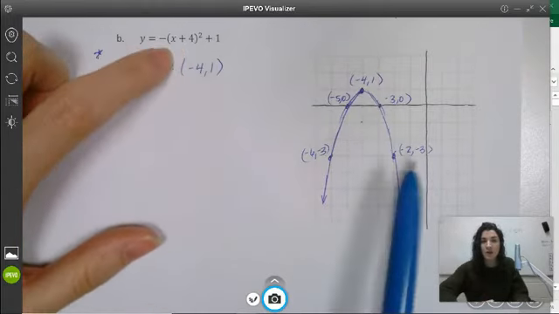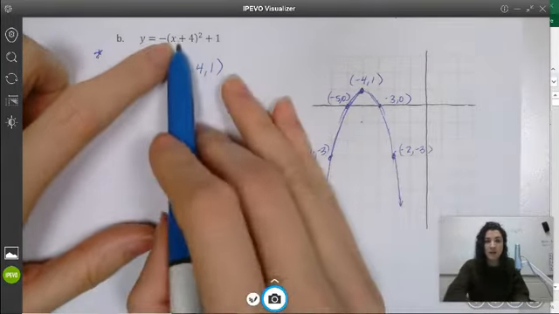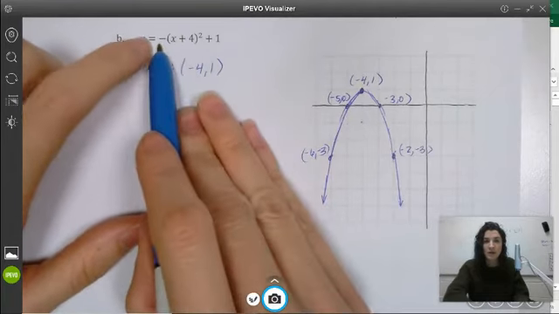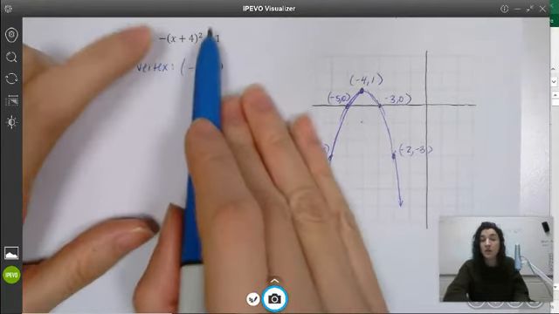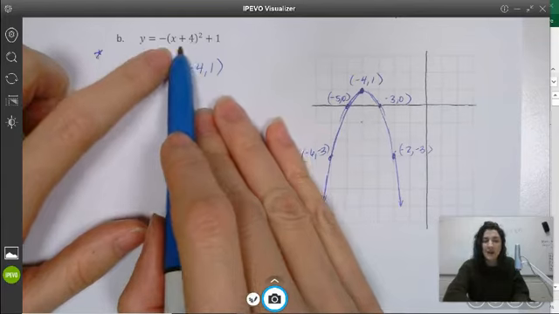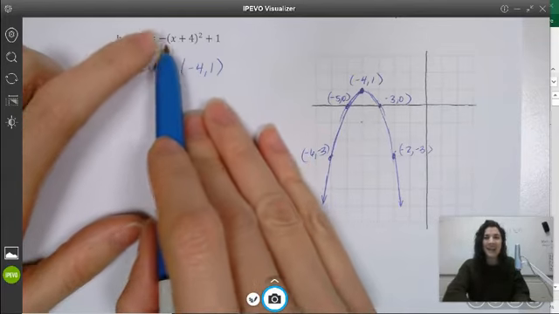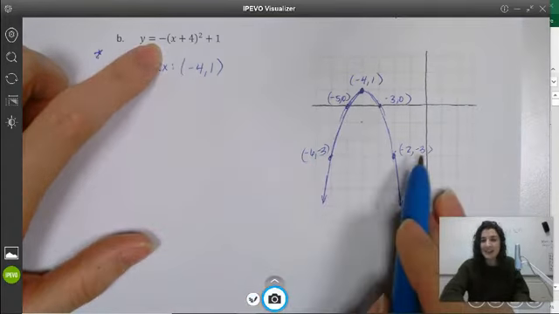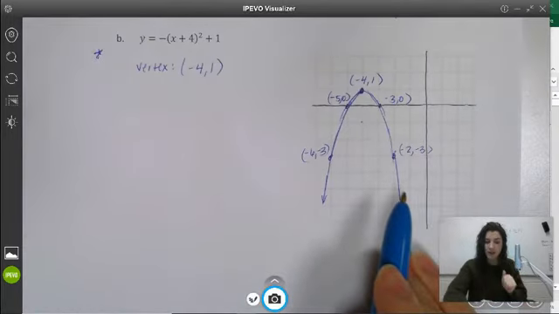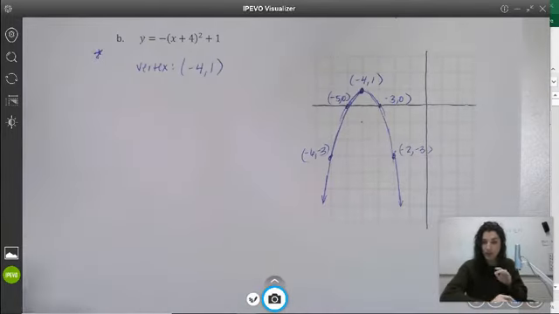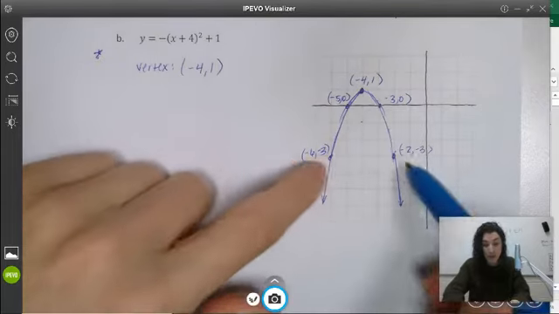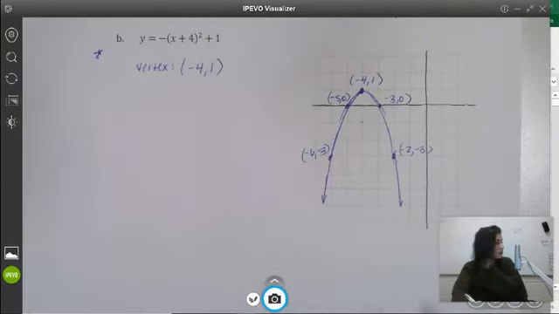Always double check real quickly and just say, okay, if I plug in -2, -2 plus 4, 2 squared is... sorry, -2 squared is 4, -4 plus 1 is -3. Okay, good. So it's always good to double check real quickly with some of your points, probably the more extreme points, just to make sure that you've followed that pattern correctly.